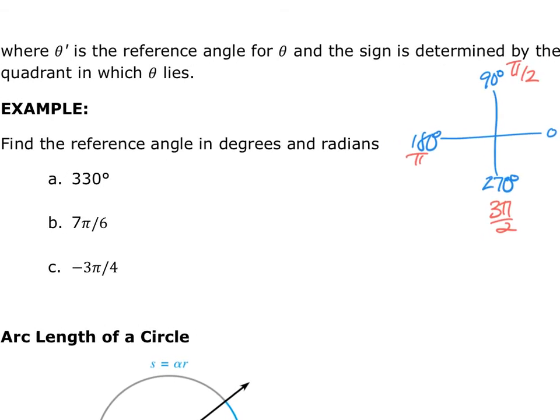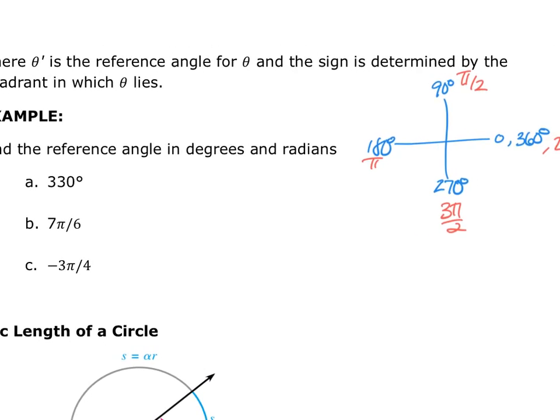So my first one, I'm asked to find 330. I'm down in quadrant 4. So I know that the reference angle for this one, because I'm in quadrant 4, my closest x-axis is 360. So I'm going to do 360 minus 330, which gives me 30 degrees as my reference angle. That is my reference angle in degrees. When I convert that into radians, these are my reference angles, so I'm going to note them as theta prime. In radians, this is pi over 6.